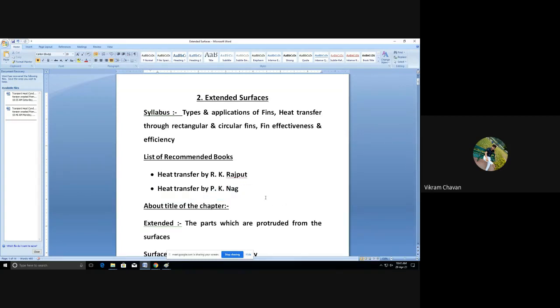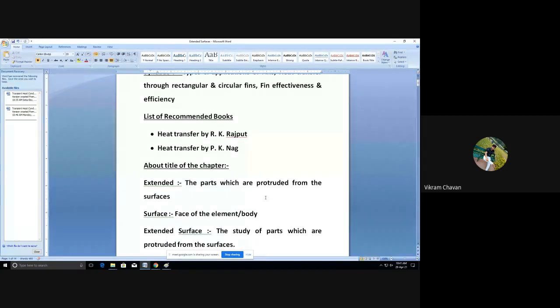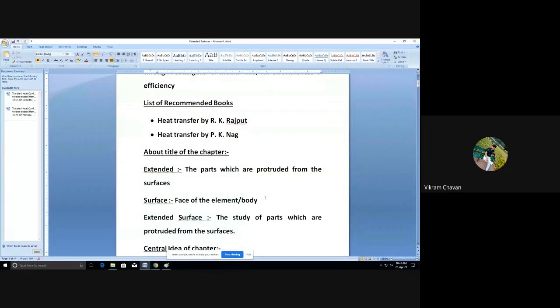Okay. So about the title of chapter, what is meant by extended? Okay, extended means what? The part which are protruded from the surface. Protruded means what? Elongated, or the area or the part which are extended. Okay, projected. In another language, another word we can use for protruded is projected. Okay, projected from the surface, that particular part will be called as extended parts.